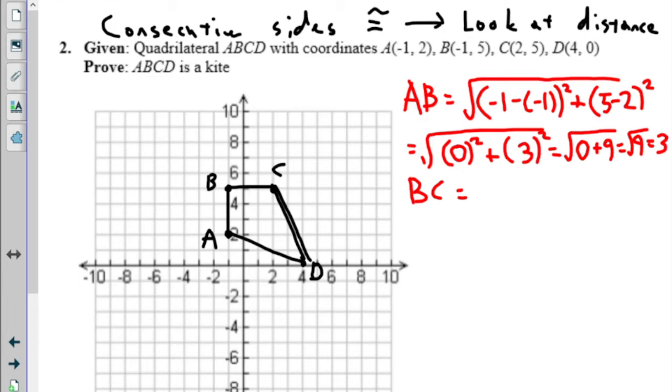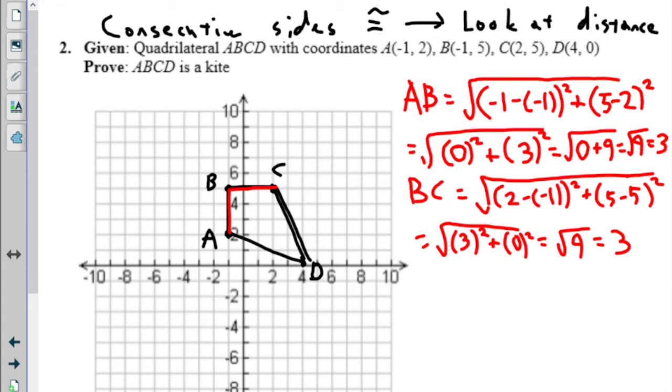So then we want to compare the distance from B to C. And I'll pause here for a moment and see if you can come up with the distance from B to C. Remember, we want it to be congruent, so we should also get square root of 9 or 3 for this other distance. And there's your formula for you to check. And lo and behold, we wind up with 3. So therefore, A to B and B to C are congruent. So we have our first pair of consecutive sides congruent.